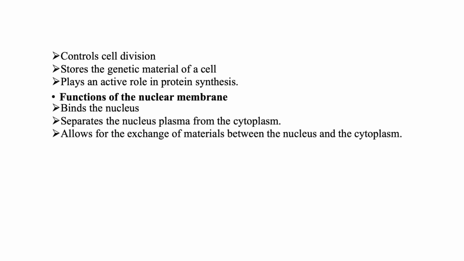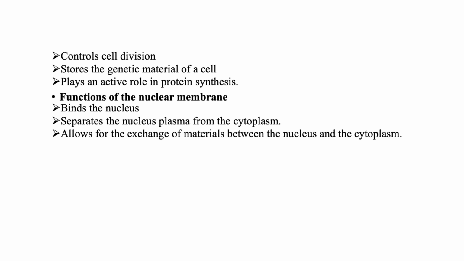What are the functions of the nuclear membrane that surrounds the nucleus? First of all, it binds the nucleus. It separates the nucleoplasm from the cytoplasm. Just like the cell has a jelly-like substance that suspends all these organelles, the nucleus also has its own plasma that suspends its materials, like the genetic material. So the nuclear membrane ensures that what is in the cytoplasm does not mix with what is in the nucleoplasm.